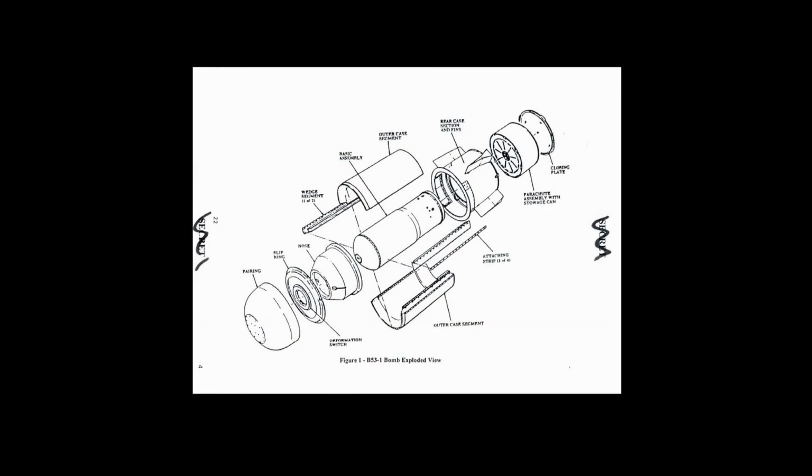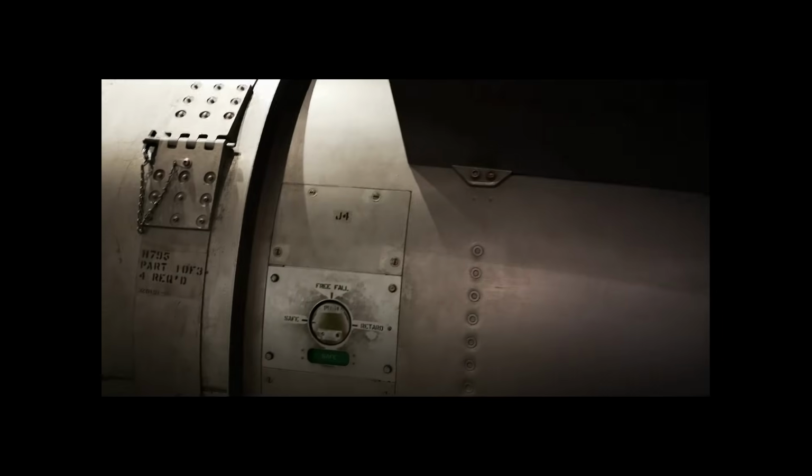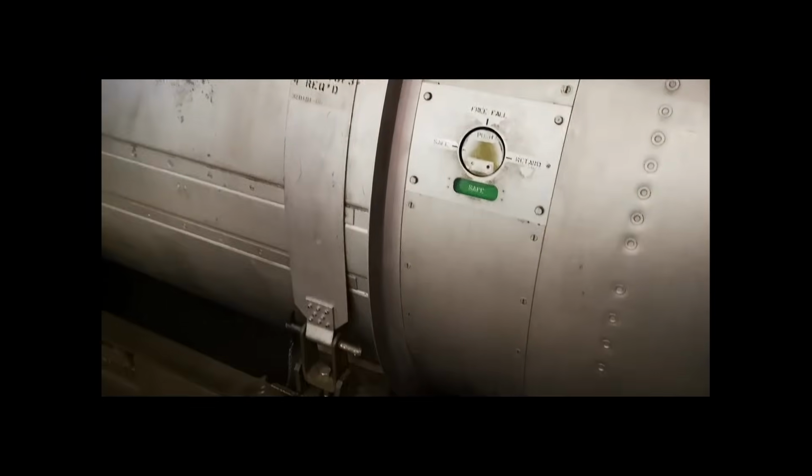The bomb's outer casing splits into a nose section, a two-piece central casing, and the rear assembly with four fins, which house the parachute assembly. They were built by the Atomic Energy Commission between 1962 and 1965, and over 340 bombs were built. Initially designated the Mark 53, it was redesignated the B-53 in 1968.